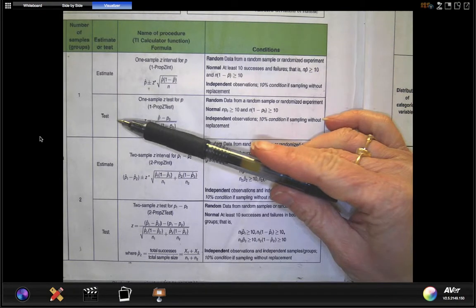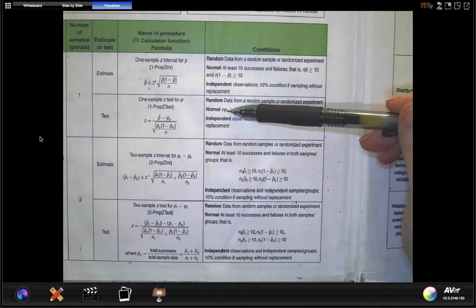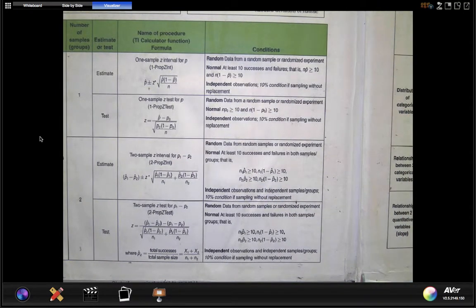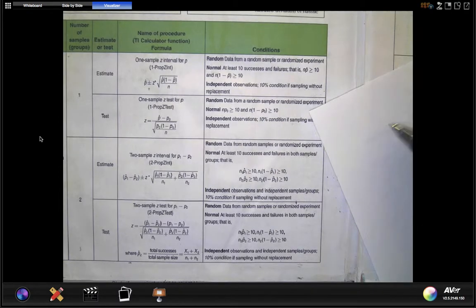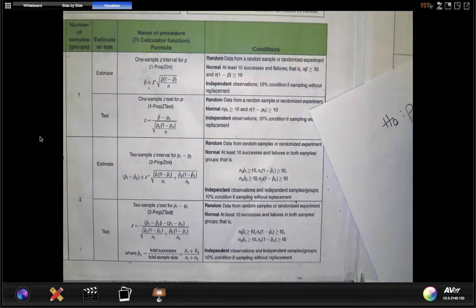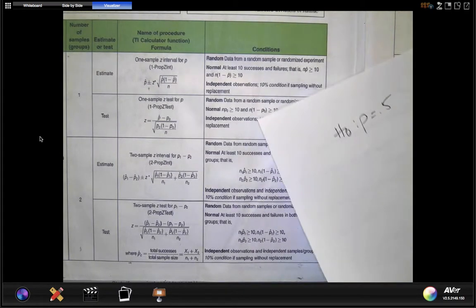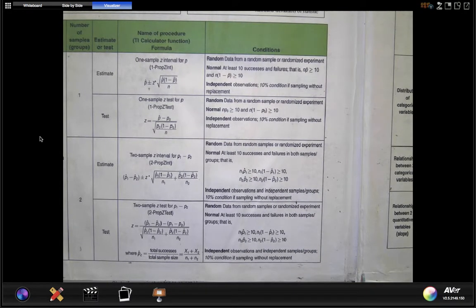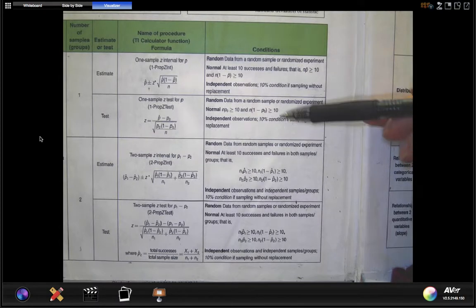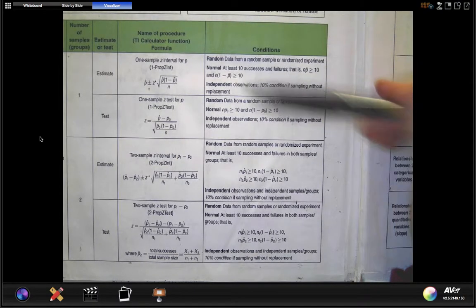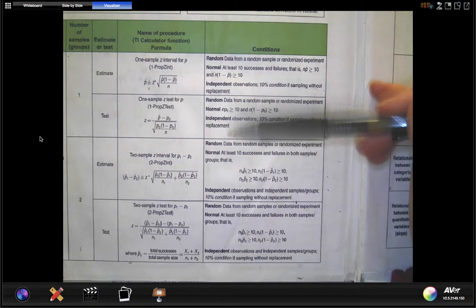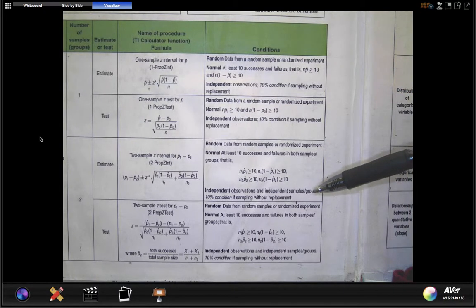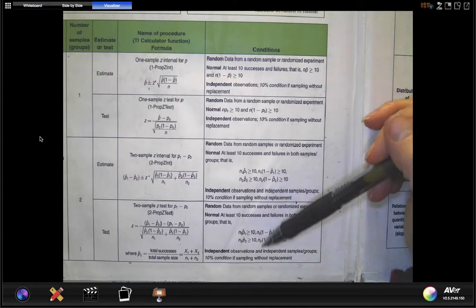But when we did the test, we did n times p naught. So again, whatever we had in that H0, that's what we used in the check. If you don't believe me, just go back and look at your notes. Here we made a switch. We had a slightly different condition based on what we were doing. Your book says, we'll just make your life easy and make the checks the same here.